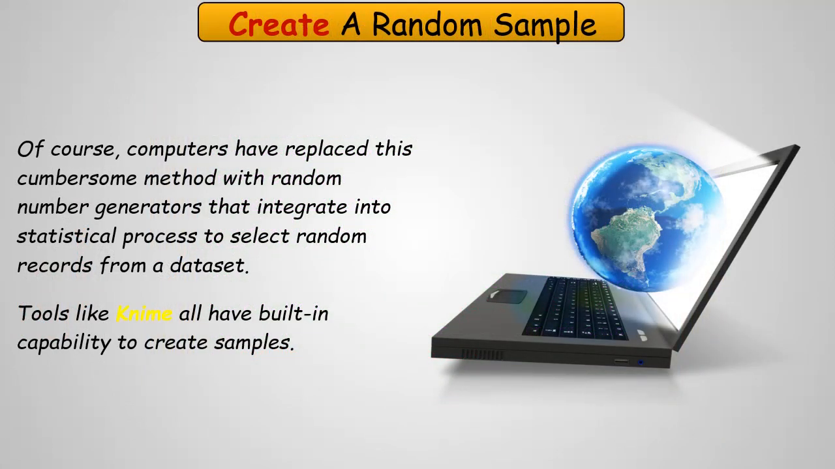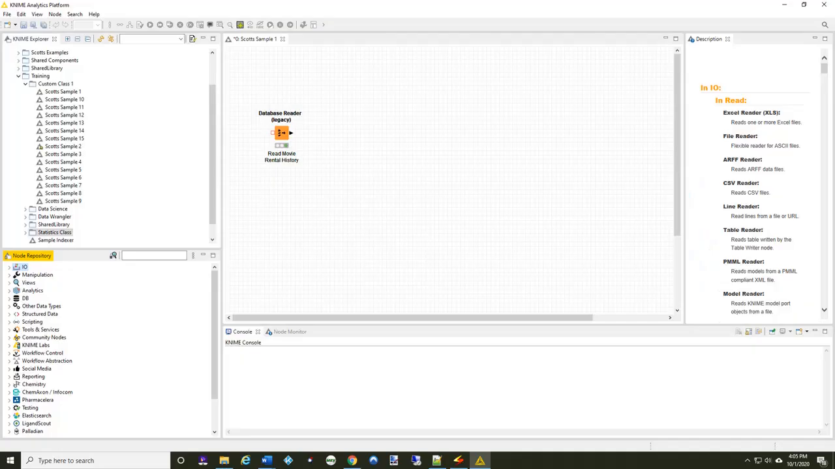Of course, that method is not going to be done by hand anymore. Today, we use computers to perform tasks like this, and a product like KNIME has all the built-in capability to create samples for you automatically. Before we look at the demonstration, let me first point out what I hope is obvious: this class is going to be focusing on teaching you statistics and implementing those statistics using KNIME.